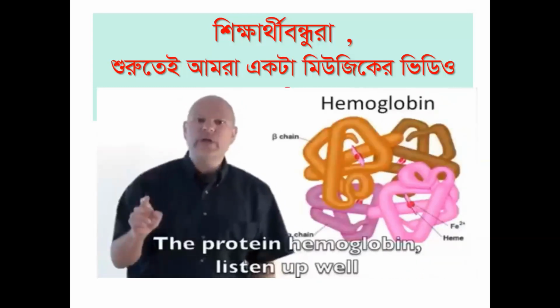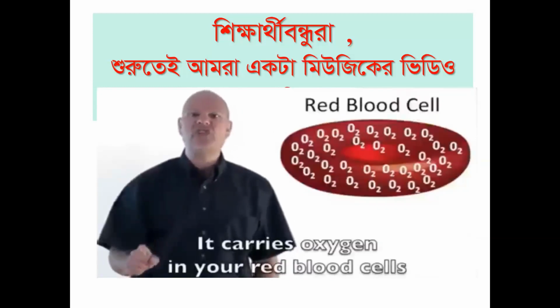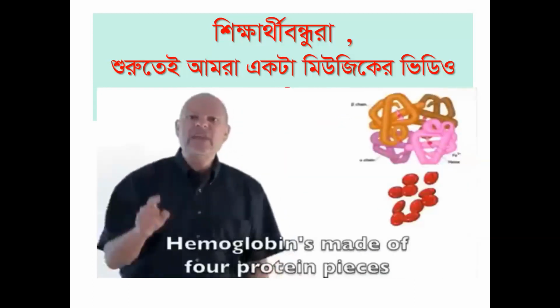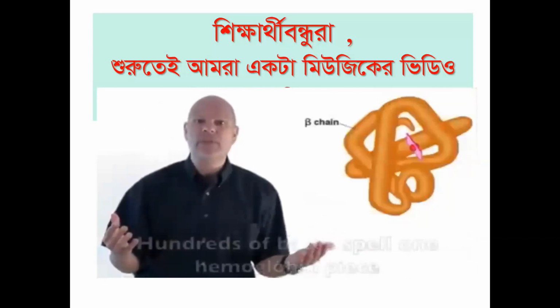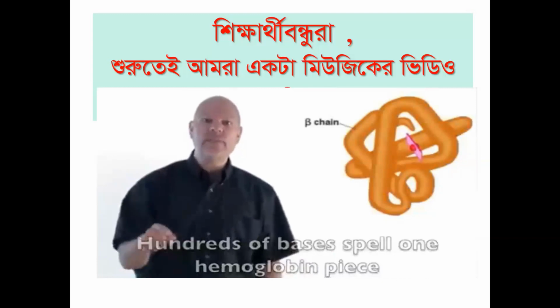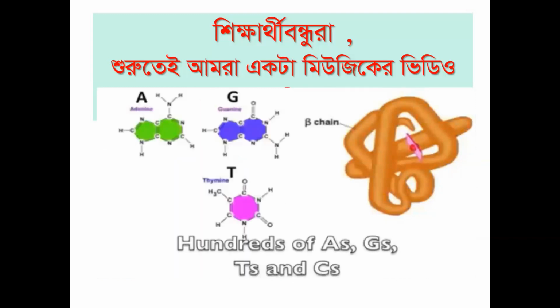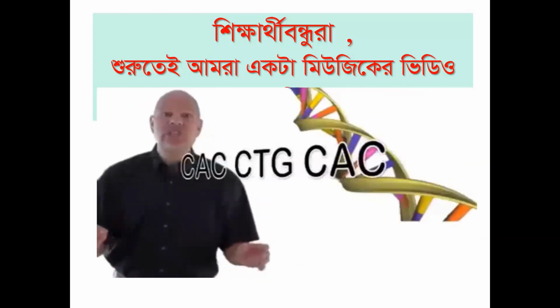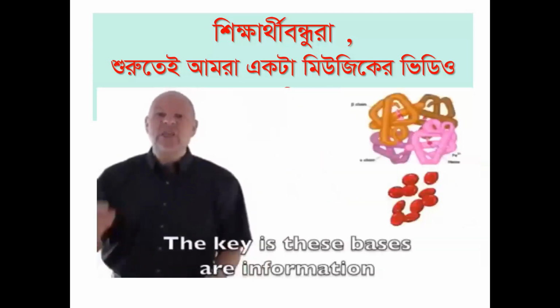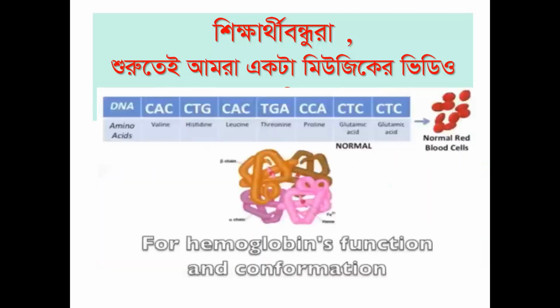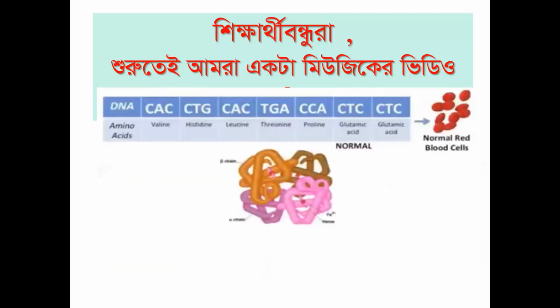The protein hemoglobin, listen up well, carries oxygen in your red blood cells. Hemoglobin's made of 4 protein pieces, pretty widely shared among animal species. The gene for hemoglobin B is spelled with hundreds of A's, G's, T's, and C's. The genes start CACGTGCAC, then TGAGGACTCCTC. The key is these bases are information that determines hemoglobin's function and conformation.